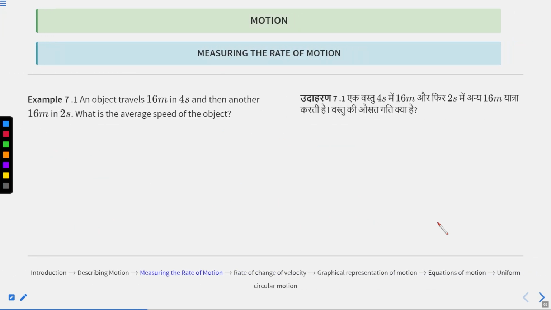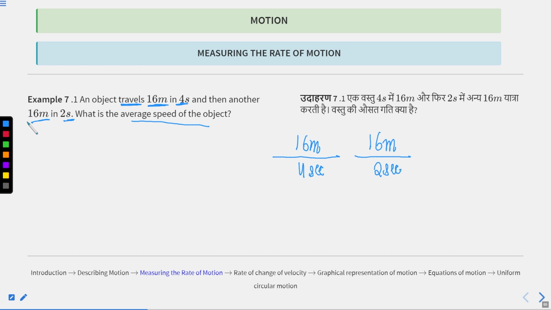Now let's solve some examples. Example 7.1 says: an object travels 16 meters in 4 seconds, then another 16 meters in 2 seconds. What is the average speed of the object? The object travels 16 meters in 4 seconds. Then the object accelerates and covers 16 meters in just 2 seconds. So what is the average speed of the object?